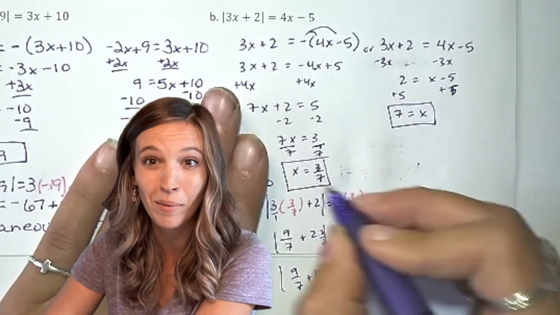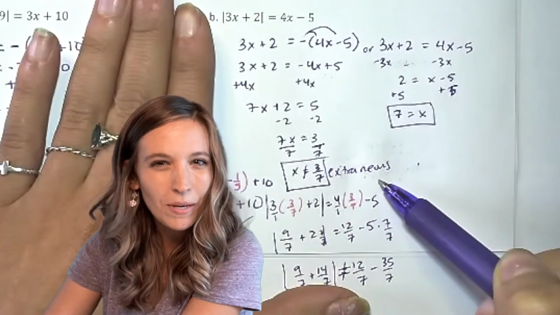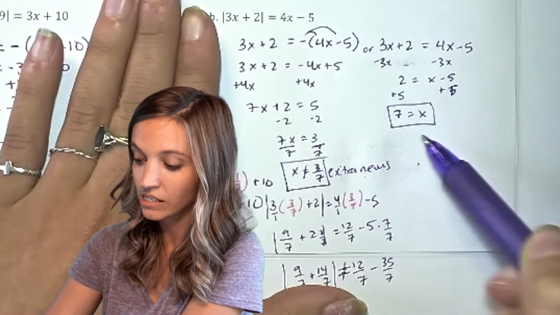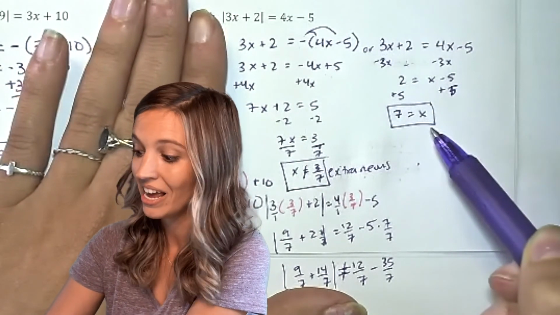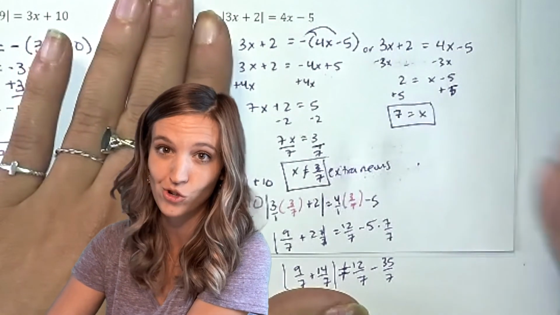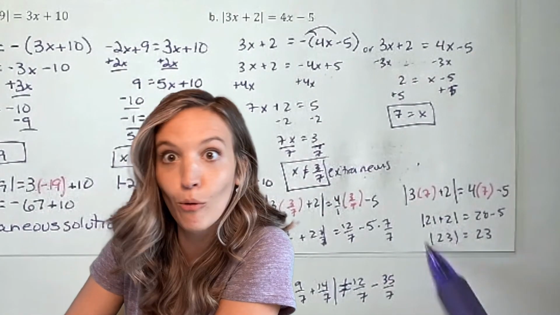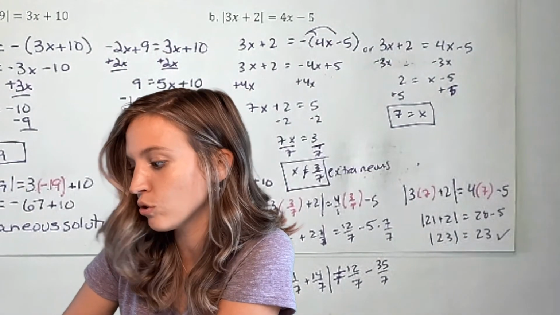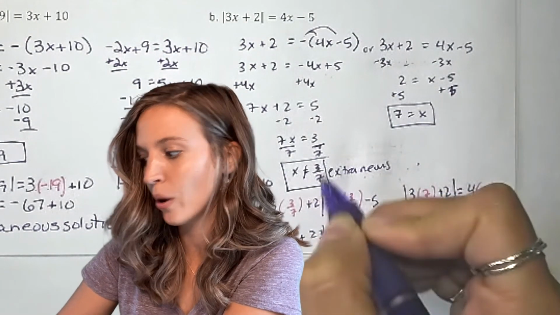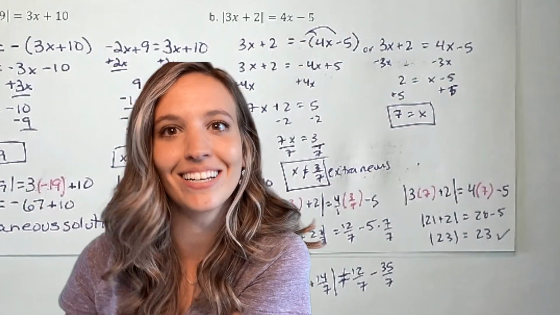So what does that mean about my 3/7? It's extraneous. Just because 3/7 was extraneous doesn't automatically mean x equals 7 is going to be a solution. X equals 7 could also be an extraneous solution, so we have to check both. All right, so when I plug my solution 7 into my original equation, I end up getting the absolute value of 23 equals 23. That is a true statement, so it checked out. So x equals 7 is a solution. 3/7 is an extraneous solution.